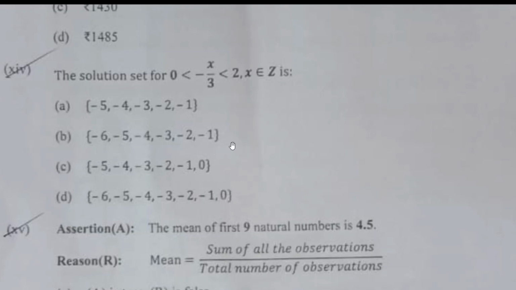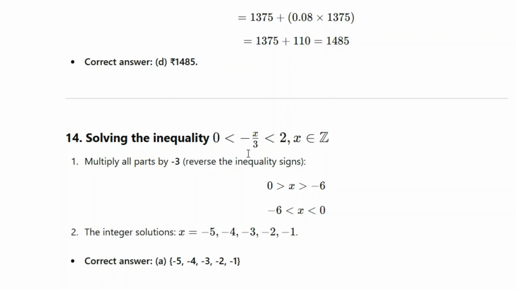Now come to the question number 14. This is given 0 less than minus x by 3. Take 3 to this side, so 3 into 0 is 0. Then 0 less than minus x. We have to multiply by minus on both sides, so the symbol will be changed. Symbol will be changed means 0 greater than x. So this is 0 greater than x.